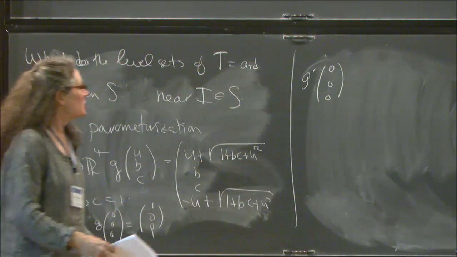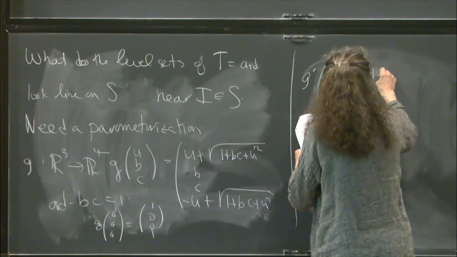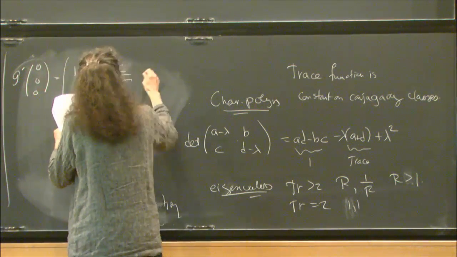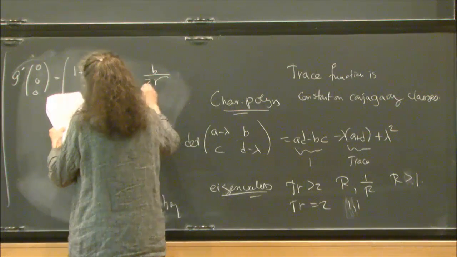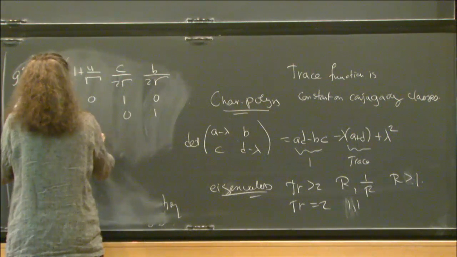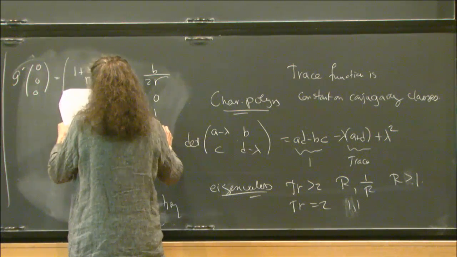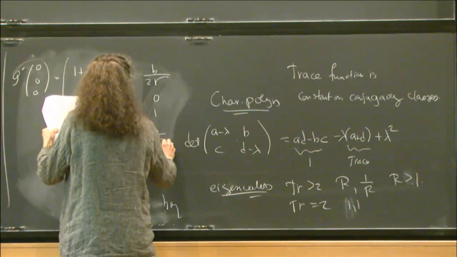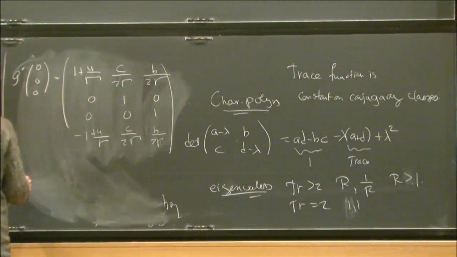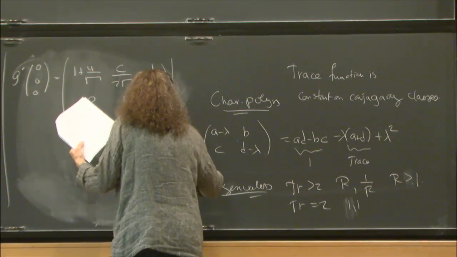A, B, C, D. So G prime is the following matrix. It's 1 plus U divided by the square root of that stuff, and then C divided by 2 times the square root of that stuff, and then B divided by 2 times the square root of that stuff. 0, 1, 0, 0, 0, 1. Minus 1 plus U divided by the square root of stuff, C divided by 2 square root of stuff, B divided by 2 square root of stuff. I have to evaluate this at 0, 0, 0. And what do I get?